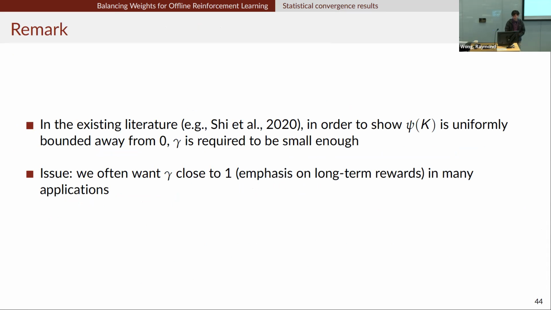So for those papers, they essentially try to show the minimum eigenvalue is uniformly bounded away from zero by making an assumption that gamma has to be small enough. Gamma is the discounting factor. In our result, we don't have to make such assumptions. In fact, sometimes we are actually interested in large gamma, especially if you are more focused on the long-term reward. So this is actually a very big restriction.